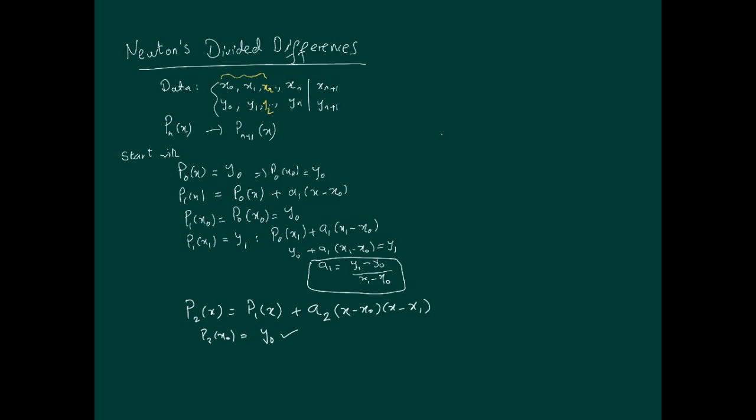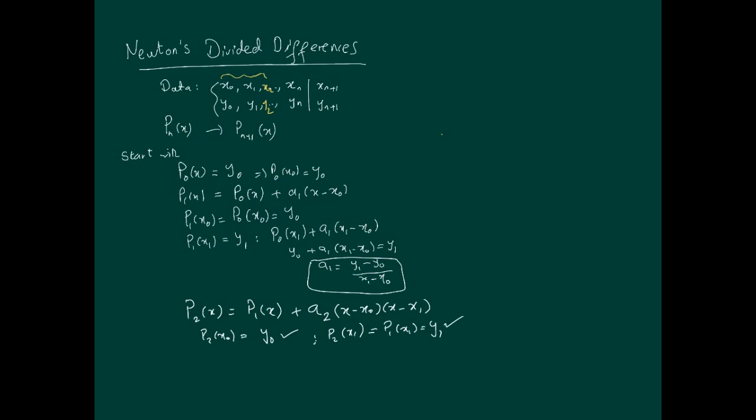So that's correct. In the same way, I will check P2 of x1, and P2 of x1 is going to be P1 of x1, and P1 of x1 we've already shown is equal to y1, as you can see here. This A1 definition makes that a reality. So P1 of x1 is already equal to y1. And since x1 minus x1 is 0, there's no contribution of this term. So therefore, that also seems to be fine.